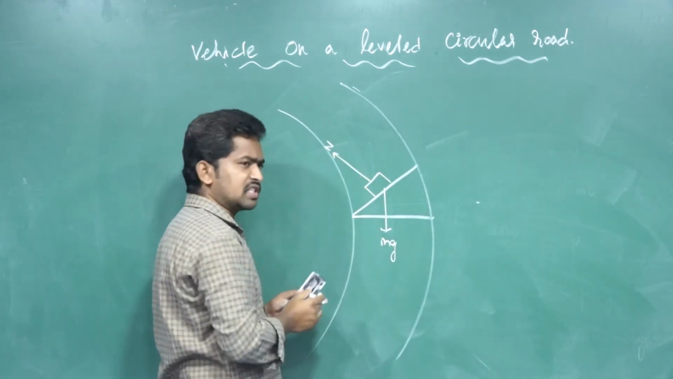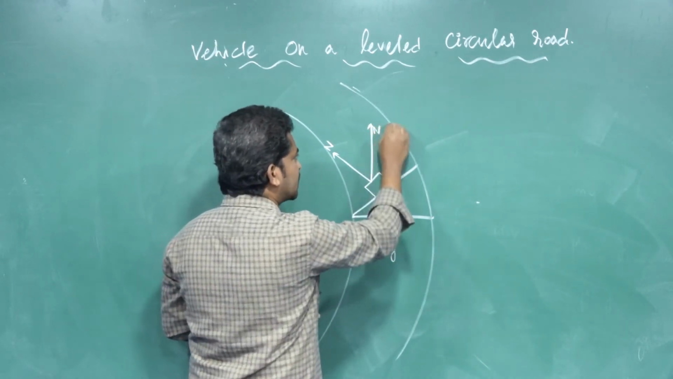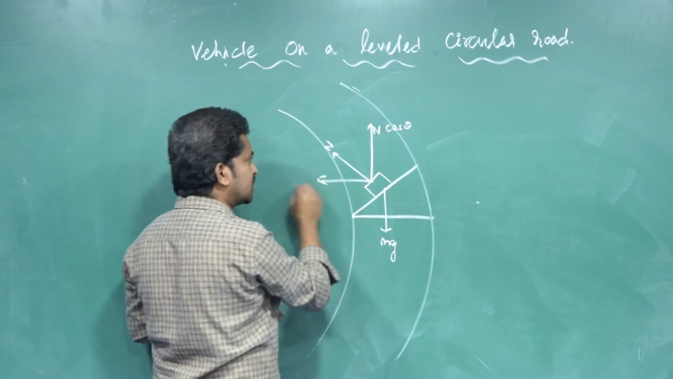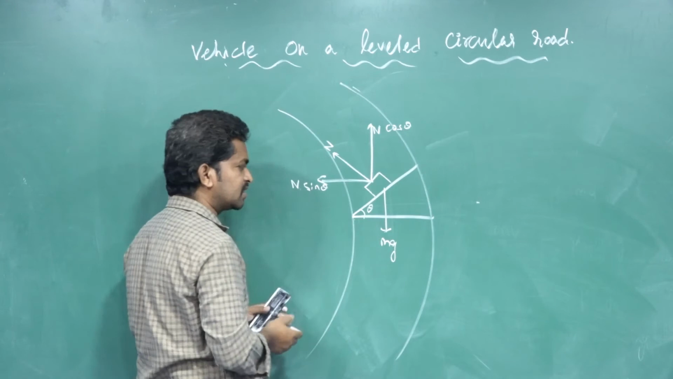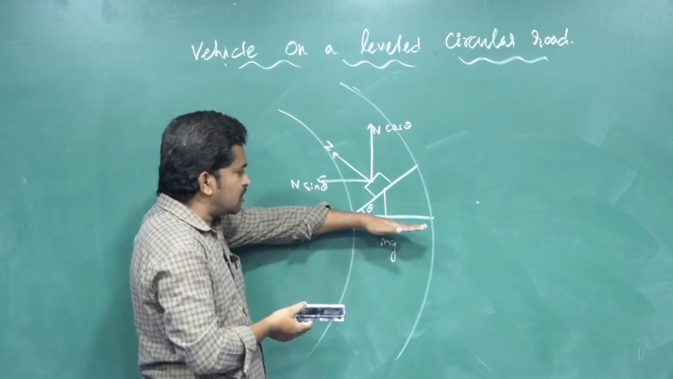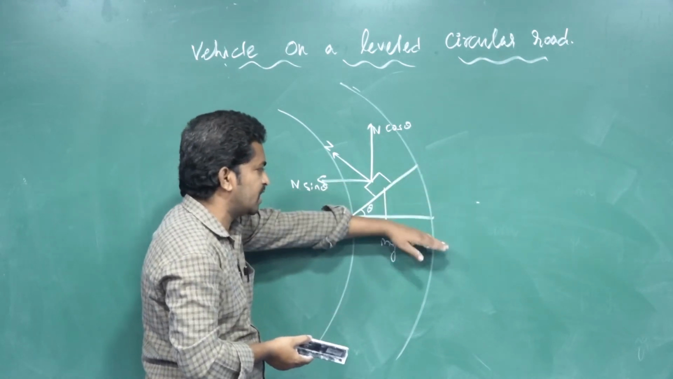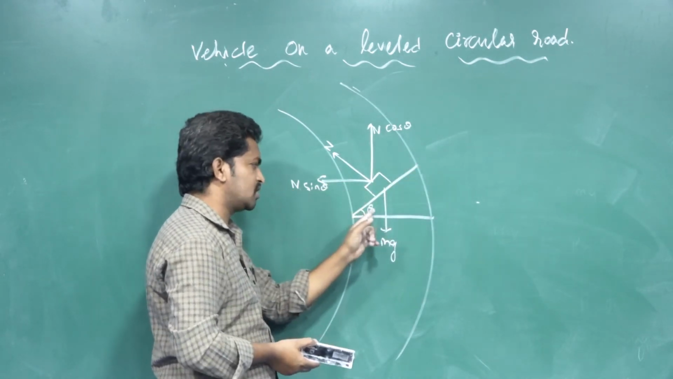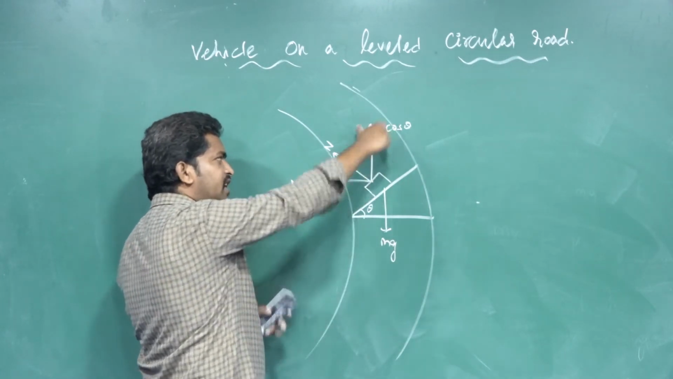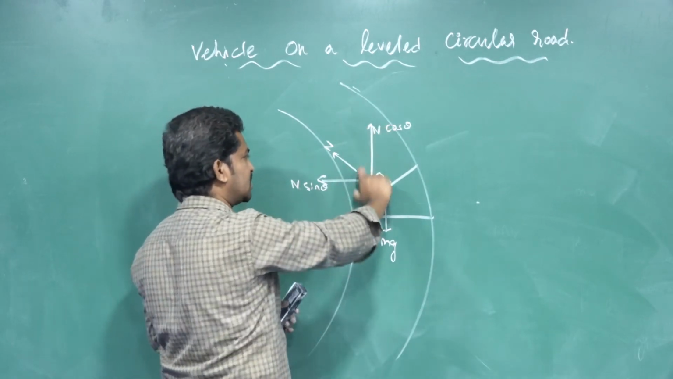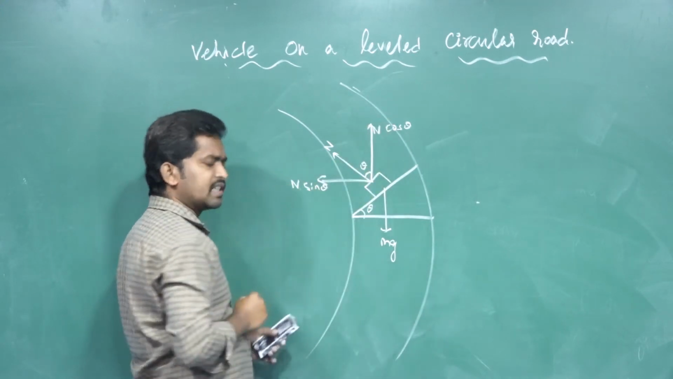Here the normal force is divided into two components: N cos theta and N sin theta. This is the banking angle, which means the inclined angle created from the horizontal surface. This is called the banking angle. So the normal force is divided into two components, N cos theta and N sin theta.